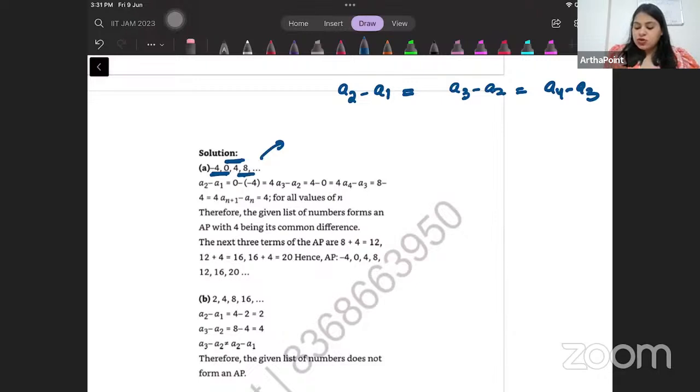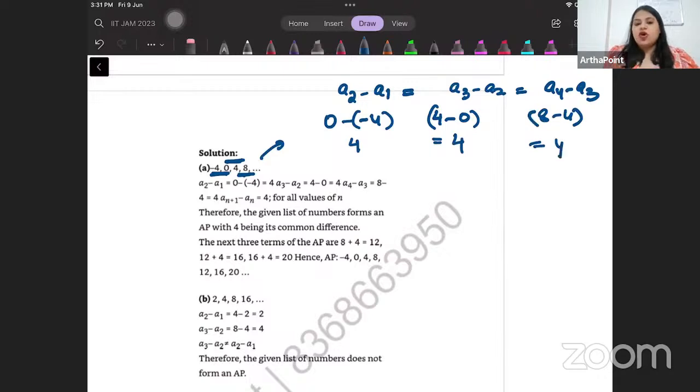So यहाँ पे check कर लो. 0 minus -4 will be 4, beta. 4 minus 0 will be 4. 8 minus 4 will be 4. There is a common difference. That means that this is an AP.